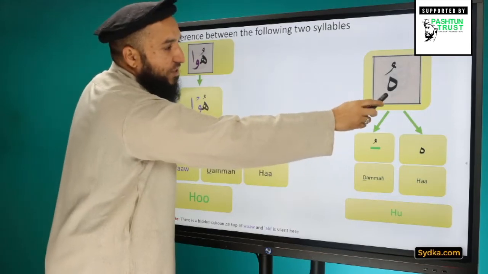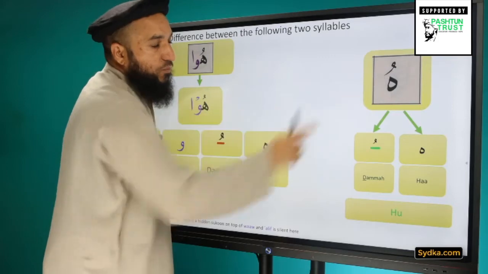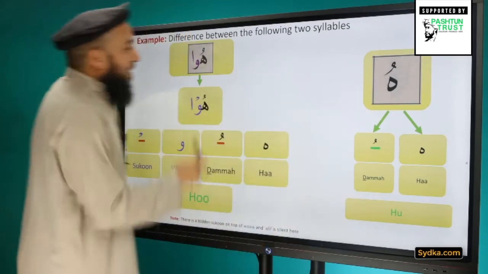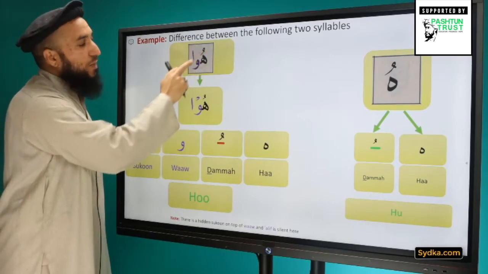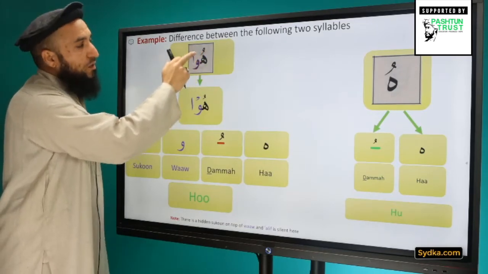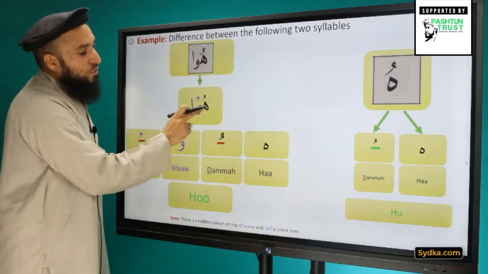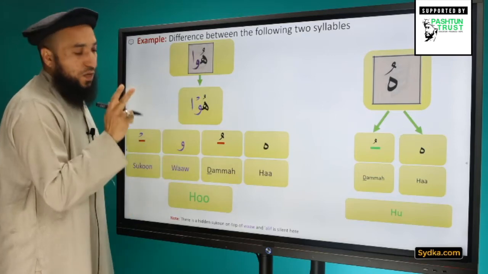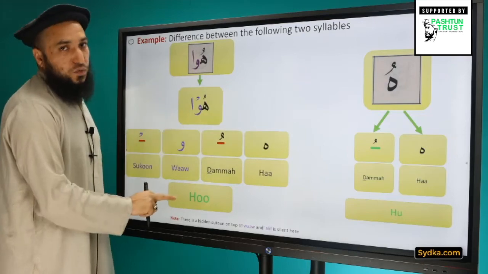So for example, we have ha as a letter and it has dhamma on top of it, so we have to prolong it for one count. Ha dhamma hu. And here we have ha, which has dhamma on top of it, but it is followed by waw sukoon, as a hidden sukoon, and this alif is silent. So ha dhamma waw sukoon hu, two counts. That one is one count prolongation, this one is two count prolongation.